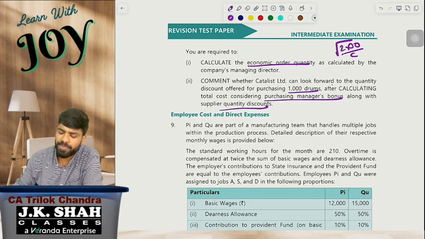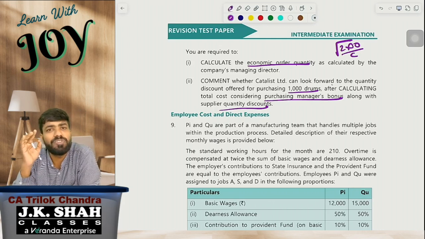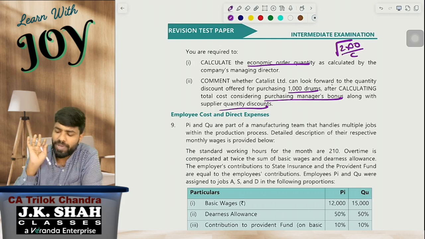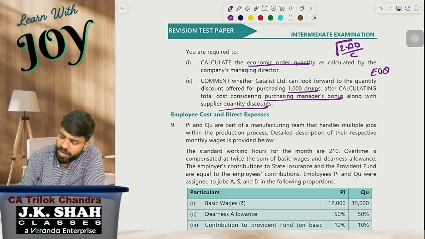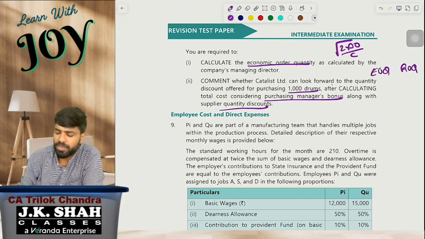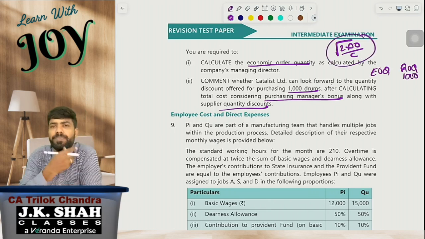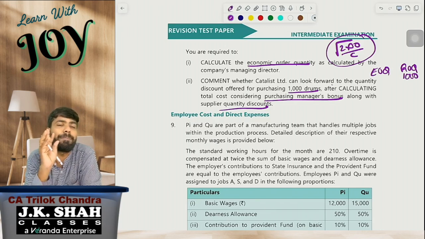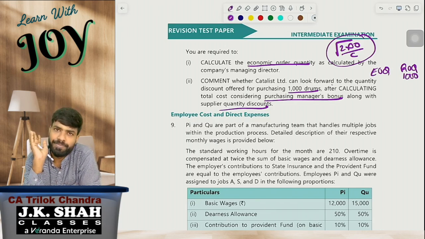So please understand. Here they are asking to evaluate the discount offer. We have many questions based on this in the study material also. What we need to do is take EOQ and ROQ. EOQ we calculated here and ROQ is 1000 drums. If you place the order of 1000 drums, we will get the discount of 40 paisa per drum. 40 paisa for each drum.